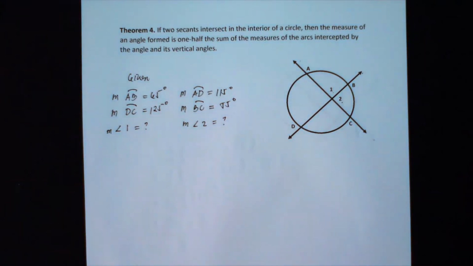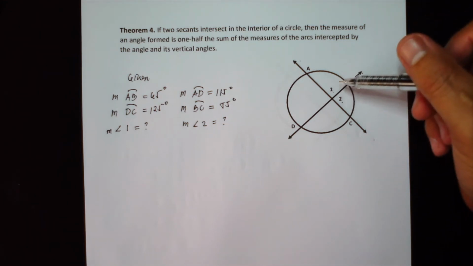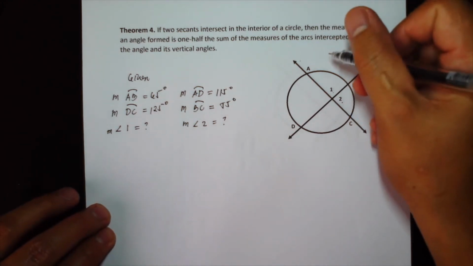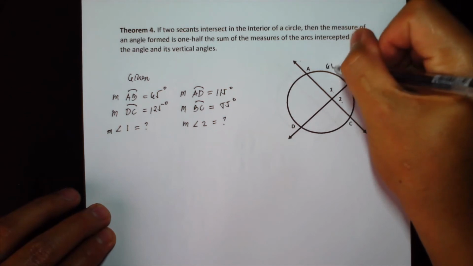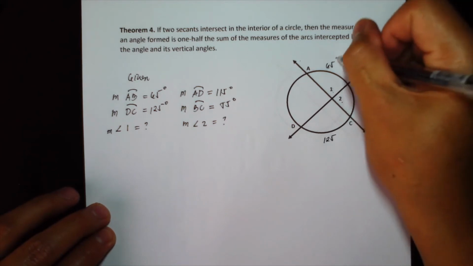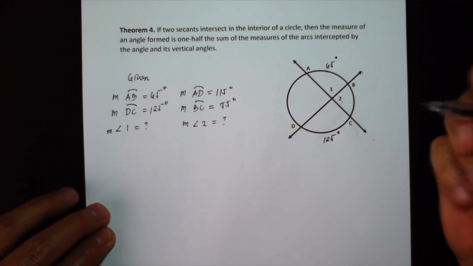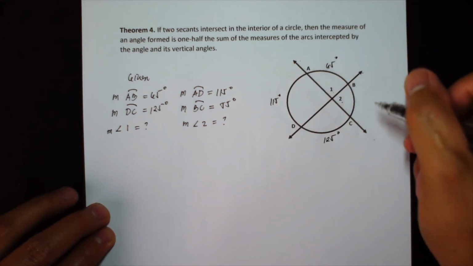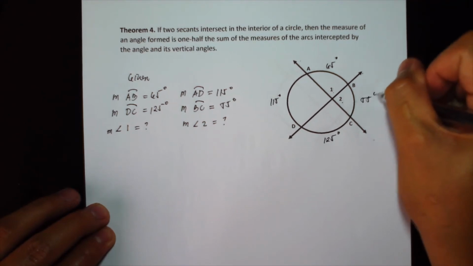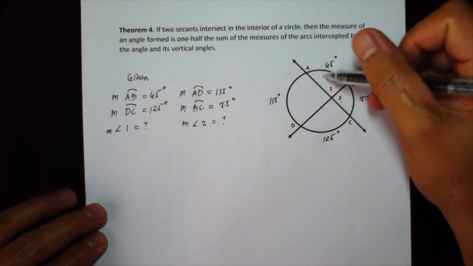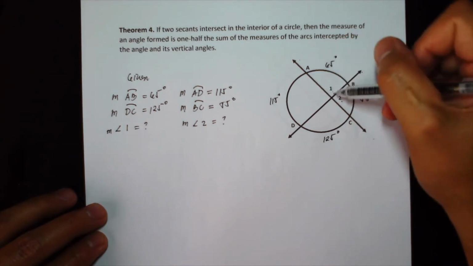Okay, so using their intercepted arc, let's focus first on the angle. We have arc AB is 65 degrees and DC is 125 degrees, and AD is 115 degrees, and BC is 55 degrees. Let's focus on angle 1.